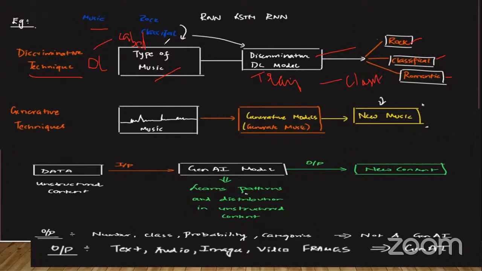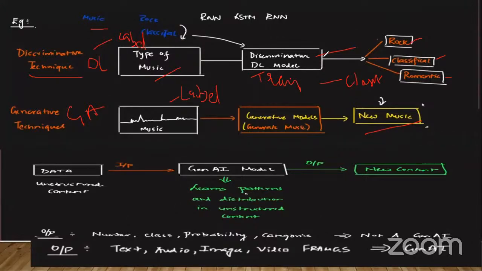Similarly, if I give music to a generative AI model, it will try to understand the music, but I am not telling any labels or any categories to it. It takes the data, tries to understand the distribution of the data, and on the basis of that it is able to generate a new music. This is a good example of how we can analyze what a discriminative technique is and what a generative technique is.